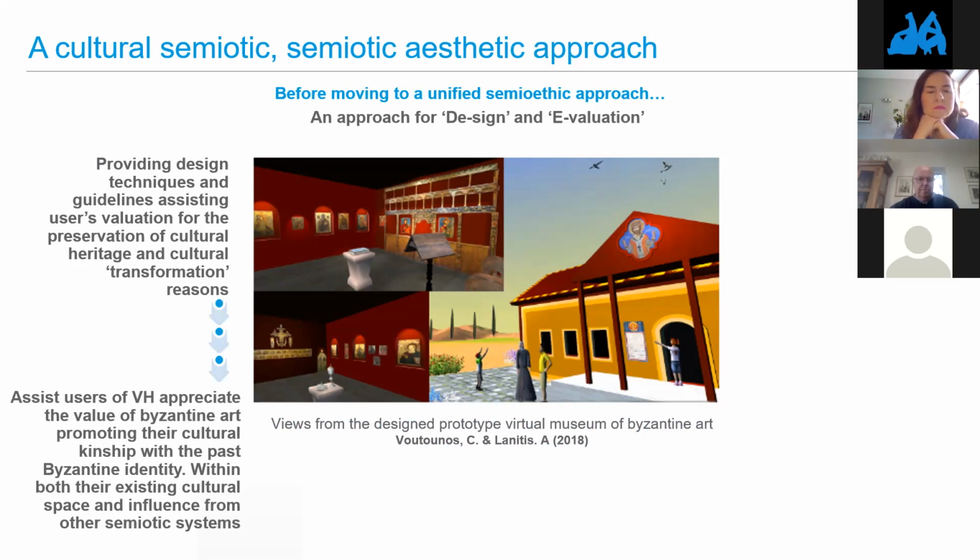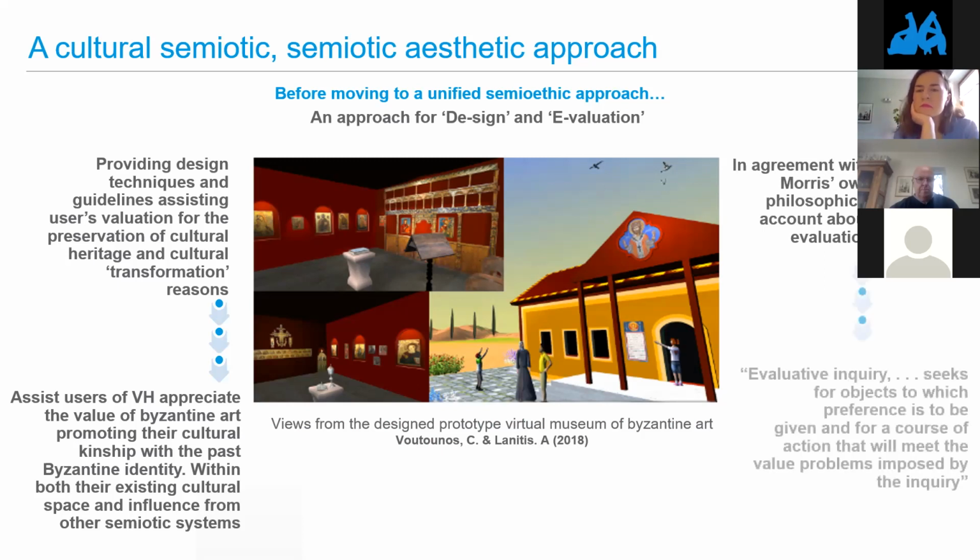Doing so, interpreters, the users, had to undergo an experimental exploration, an evaluation experiment where we had to reconnect their understanding of their existing cultural space and influence from other semiotic systems. The methodology came from Morris due to the correspondence with his own philosophical account for evaluation. Evaluative inquiry seeks objects to which preference is to be given and courses of action that will meet the value problems imposed by the inquiry.